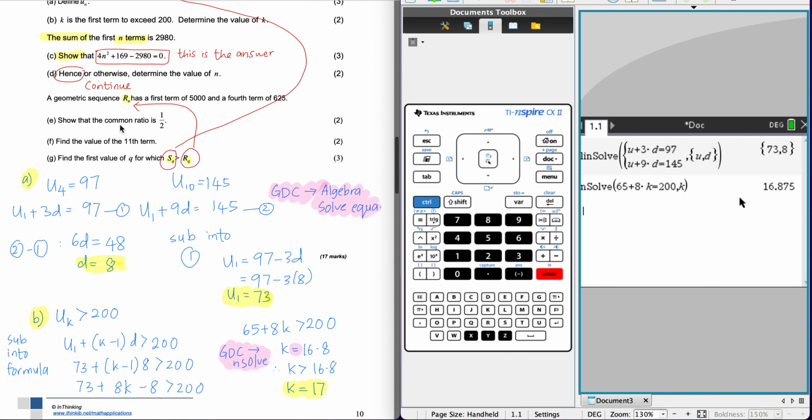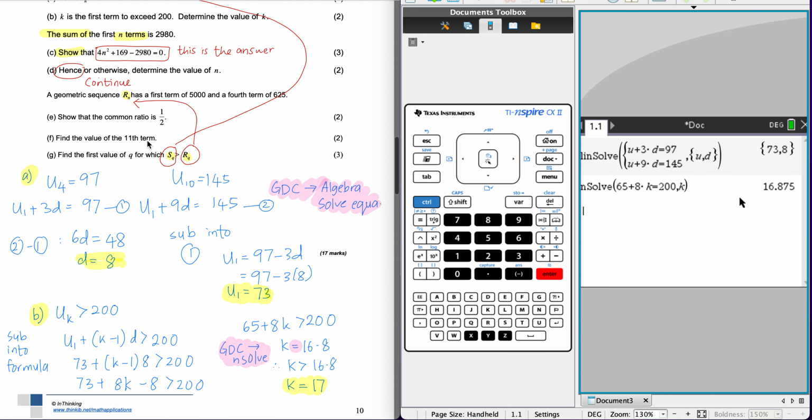Okay, next question. The sum of the first n terms is 2980. Show that 4n squared plus 69n minus 2980 equals 0. I think there's some mistake here. It's supposed to be n here, and I don't think there's a 1. So let's see what we can get, using the sum of the first n terms.